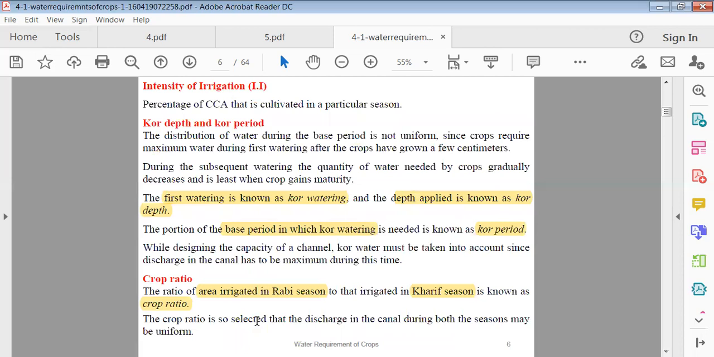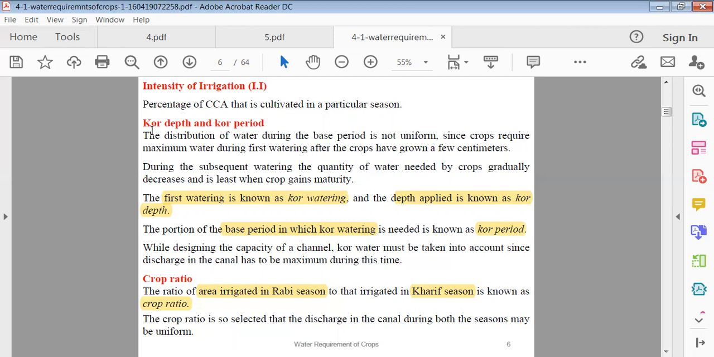Then intensity of irrigation. It is the percentage of the cultivated area that is cultivated in a particular season. So in a particular season, if the sowing and harvesting of crops is done multiple times, then we calculate the percentage of that cultivated area.